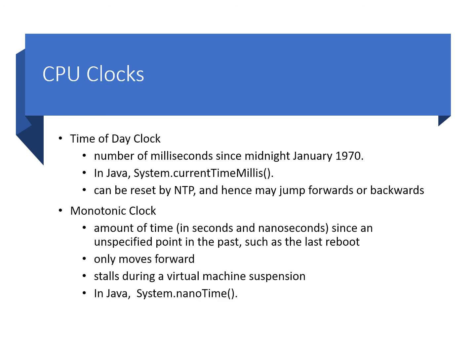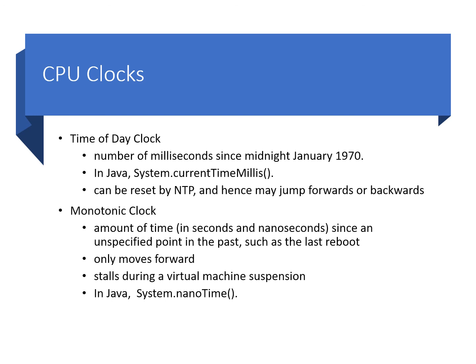In fact, a compute node has two clocks. These are the time of day clock and the monotonic clock. The time of day clock represents the number of milliseconds since midnight, January the 1st, 1970. In Java, you can get the current time using the System.currentTimeMillis call. This is the clock that can be reset by NTP and hence may jump forward or backward if it's a long way ahead or behind NTP time.